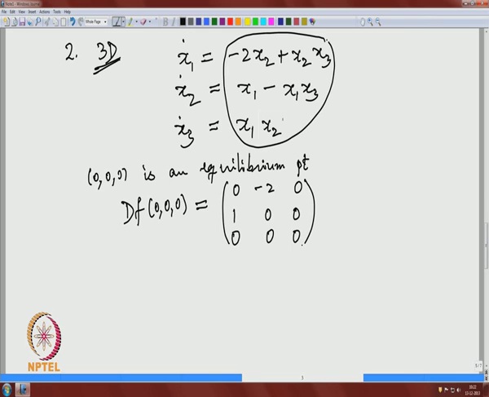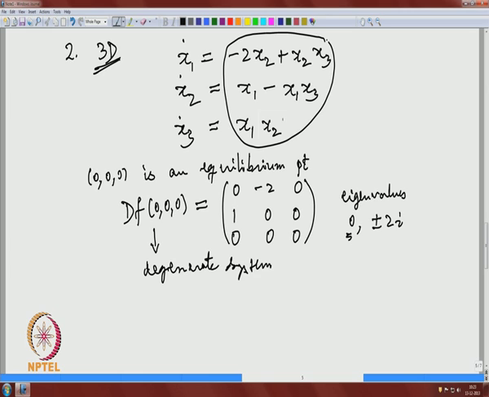Okay. And the eigenvalues of this matrix are 0 and plus or minus 2. Okay. So, again one of the eigenvalues is 0, that means the determinant is 0, this matrix is singular. So, again it is a degenerate system. Okay. So, the linearized system is a degenerate system. Okay. So, all the vectors in the null space of this matrix are solutions of the linearized system.